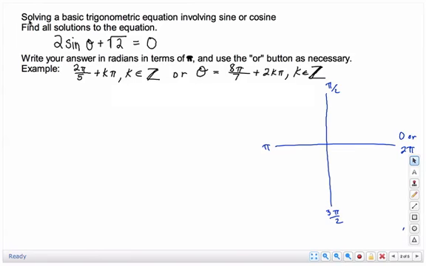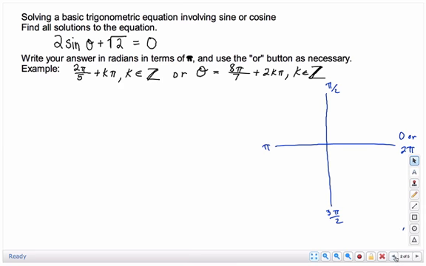In ALEX, there's a topic called Solving a Basic Trigonometric Equation Involving Sine and Cosine. And they ask you to find all the solutions to a particular equation. They want you to write your answer in radians in terms of pi and use the or button as necessary to write your answer in this form. Okay, so I'm going to explain some of this as we go along.